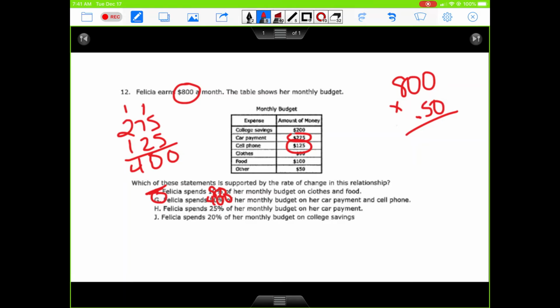Just to double check, 25% of 800 is 200. She spends more than 200 on her car payment, so H is incorrect. And then 20% of 800 is 160. And she spends 200 on college savings, so 200 is more than 160. So J is also incorrect.